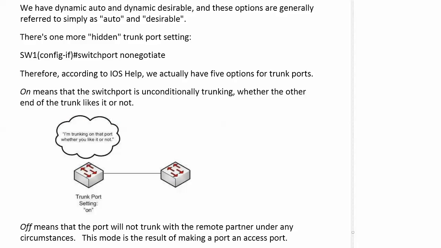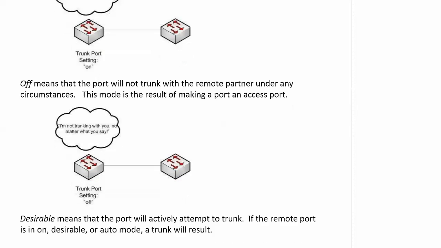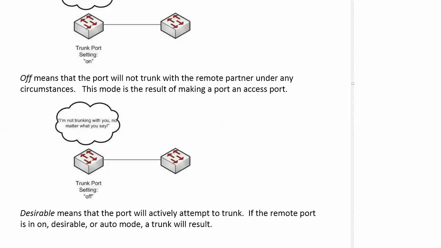There's no negotiation involved. Now off means that the port will not trunk with the remote partner under any circumstances. And I'm sure you noticed when we were going through those options that there was no off option. There really wasn't an on option, really. You put trunk, you didn't type on. Well, off, that just means that you made the port an access port. And that just says, forget it, we're not going to trunk, period.